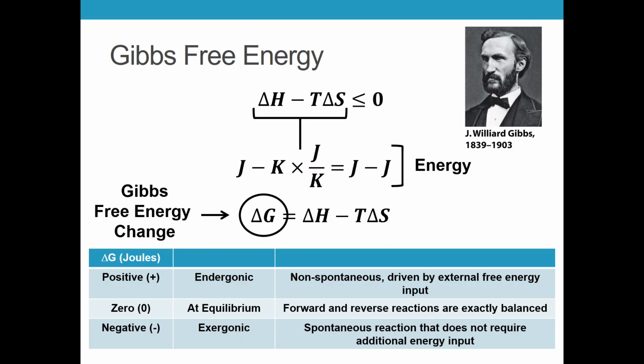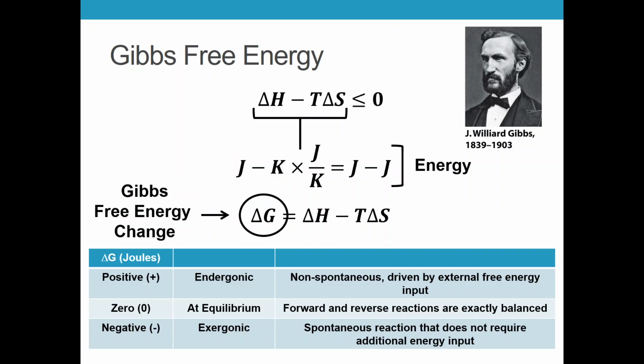So if I look at the delta G, if I have a positive delta G, this tells me I have an endergonic process. So endergonic, I have to put in energy to make this process happen. This is non-spontaneous, and I would have to put in some external free energy to make the reaction or process occur.